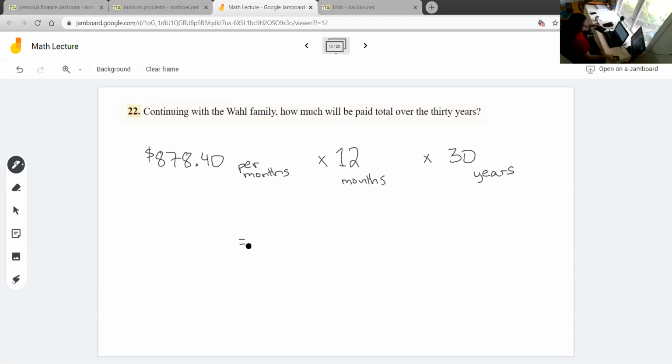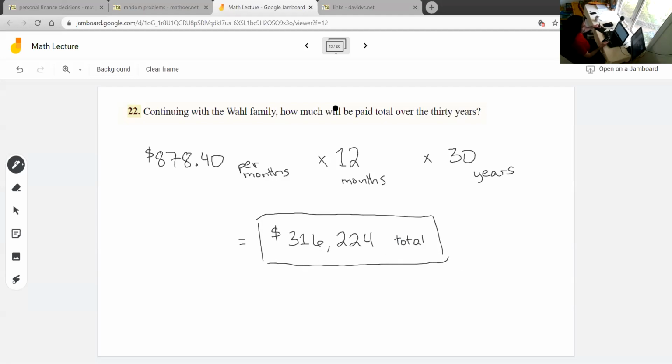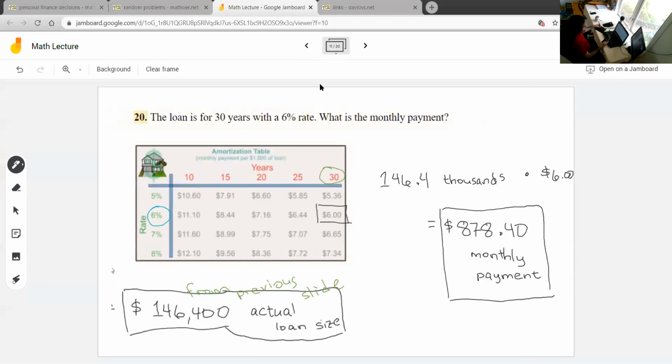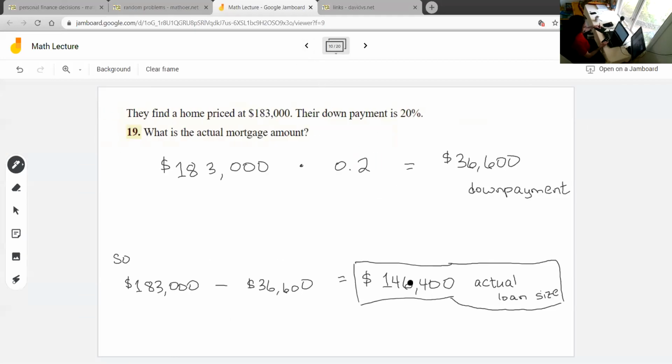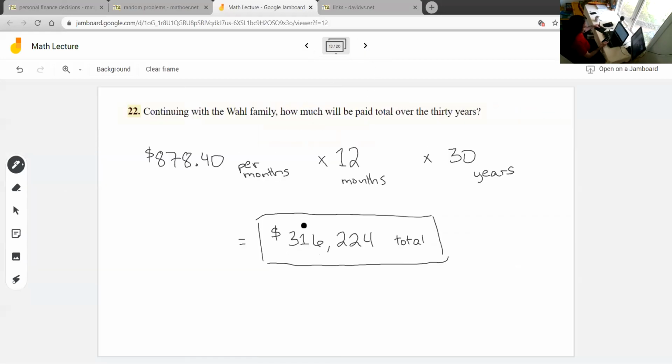So we get out whatever this is, 878.40 times 12 times 30. So $316,224. So that's how the bank stays in business. The loan was 146,000 and a bit, and the bank gets back more than twice that, which by the way is typical for a 30-year loan.